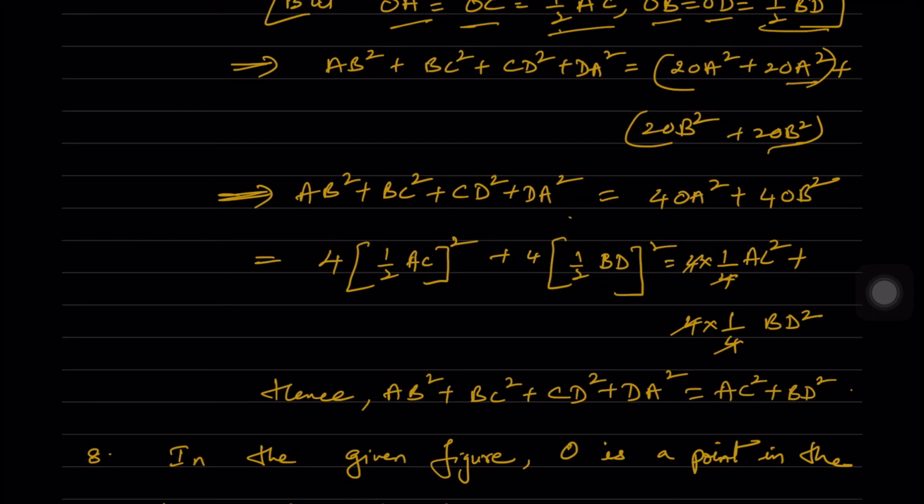So now OA square can be written as half AC, whole square. So you can see this is 4 into half AC whole square plus 4 into half BD whole square, which is equal to 4 into 1 by 4 AC square plus 4 into 1 by 4 BD square. So 4 will get cancelled. Hence AB square plus BC square plus CD square plus DA square is equal to AC square plus BD square.